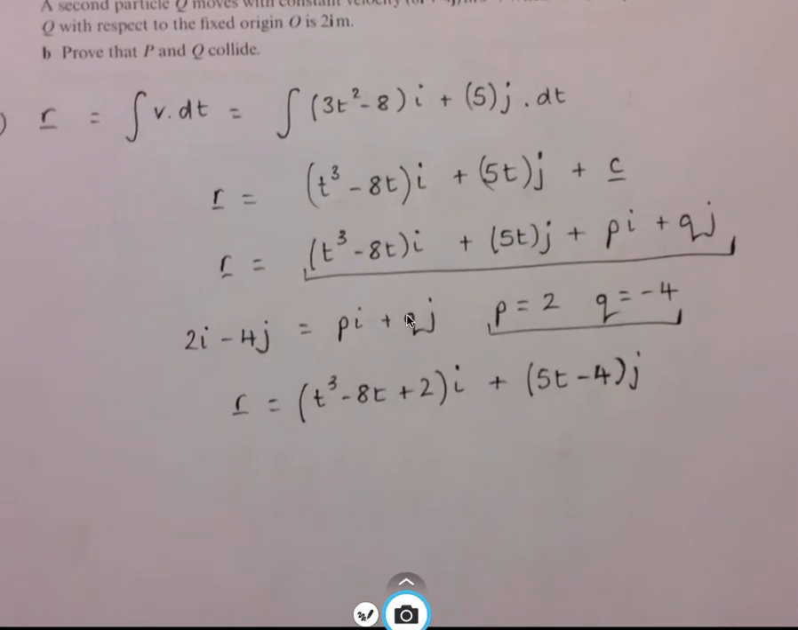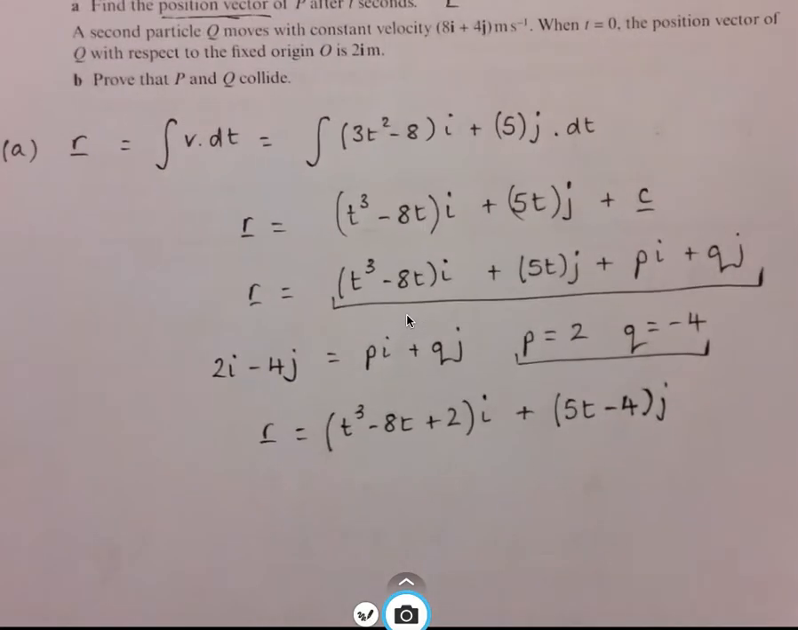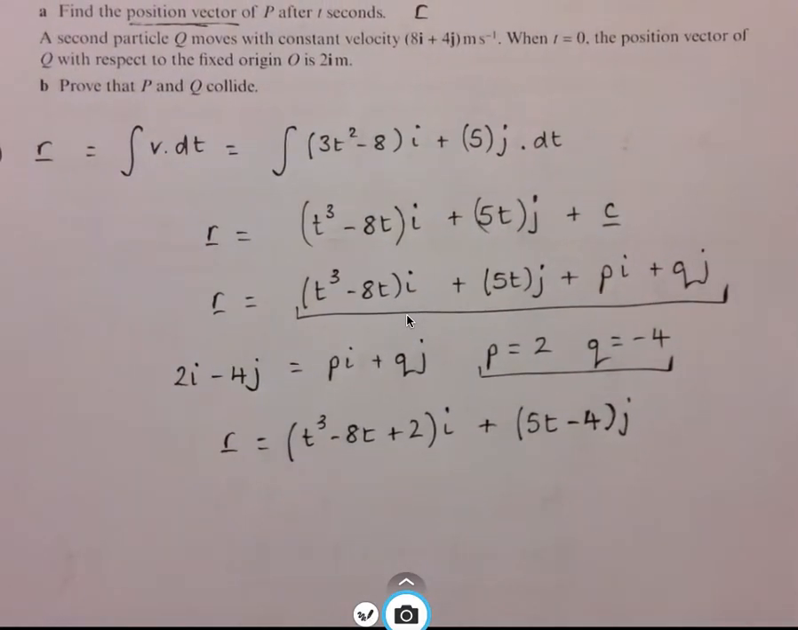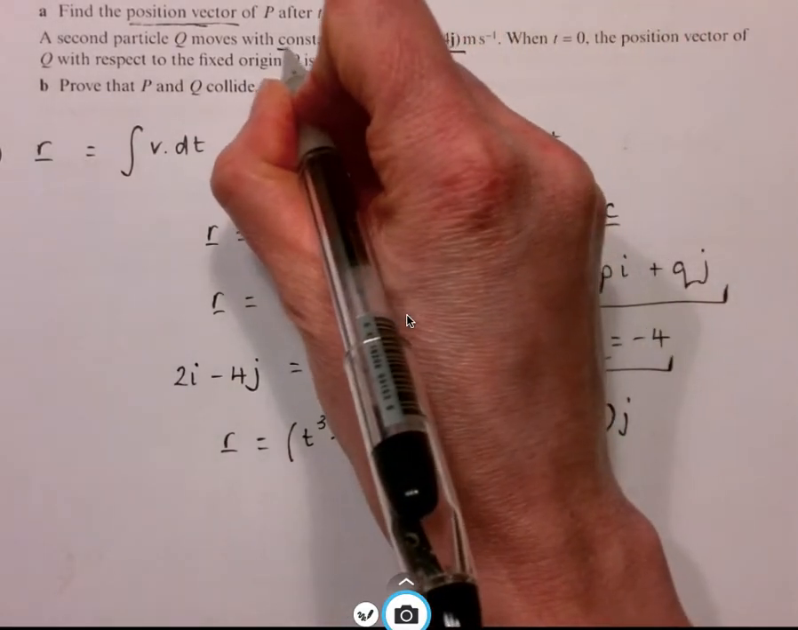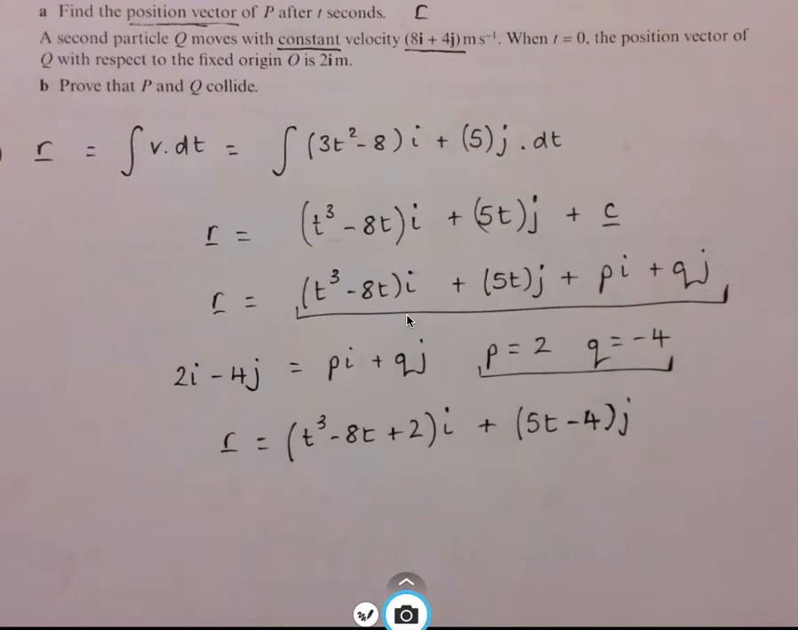So for part B, just let me move my paper a little bit. Okay, sorry. It says a second particle moves with a constant velocity of 8i plus 4j. So constant velocity. Think right back to the beginning of this booklet. If we know a constant velocity, we can find the displacement it's travelled by multiplying by t. That would tell us the displacement it's travelled, and then wherever it started from, we'd need to add on.